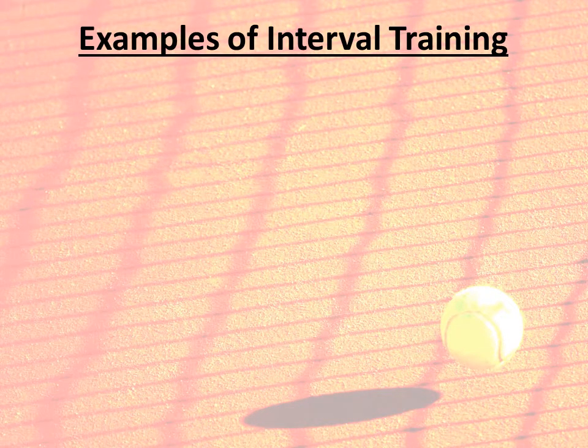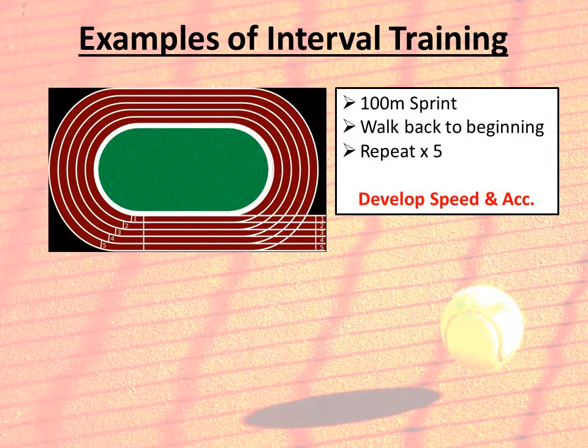Just to give you an example of what interval training looks like, if you think about an athlete on a track, maybe working on their sprint technique. They're going to do a 100-meter sprint, they'll walk back to the beginning, get some rest in, and then they'll repeat that 5 times. You obviously wouldn't do 500-meter sprints back to back without any rest, because then you would start to develop your cardiovascular endurance rather than your speed and acceleration.